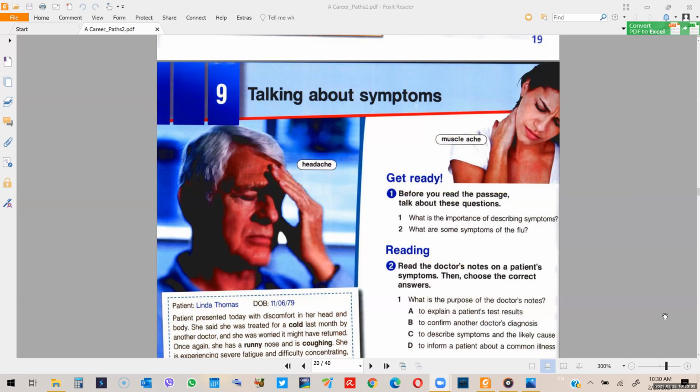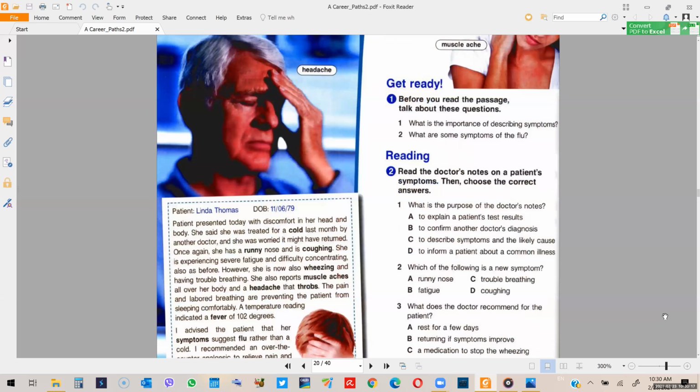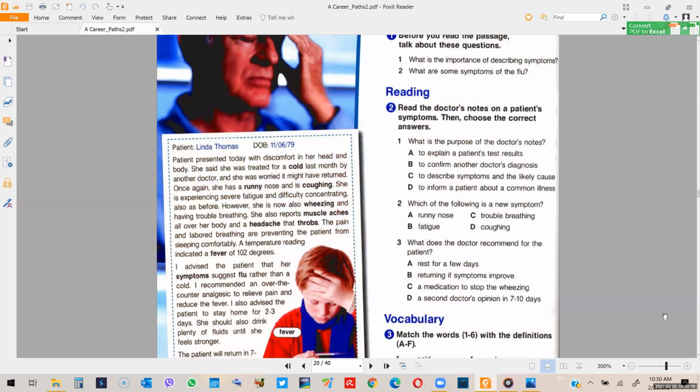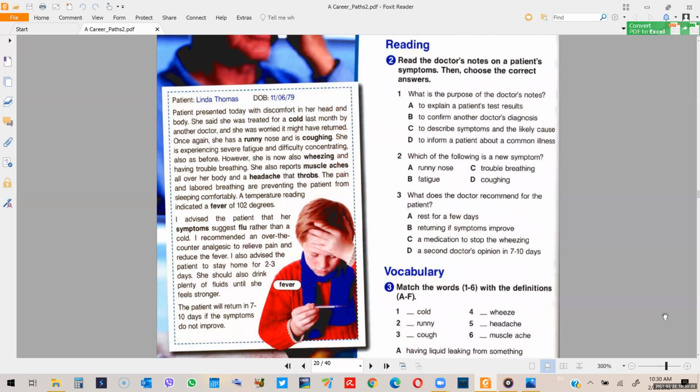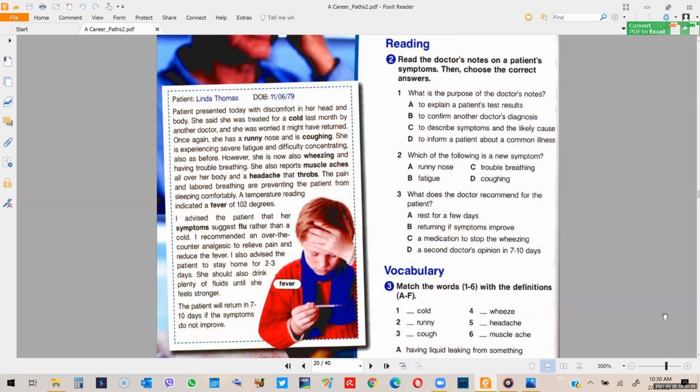The rash, if there is a rash, or there are some other conditions in the body. So you can check, and from these symptoms, you can start deciding about the disease. Now we have a patient, Linda Thomas, and that patient has some symptoms. Now we are going to listen to this again as usual, and we answer the kinds of symptoms.